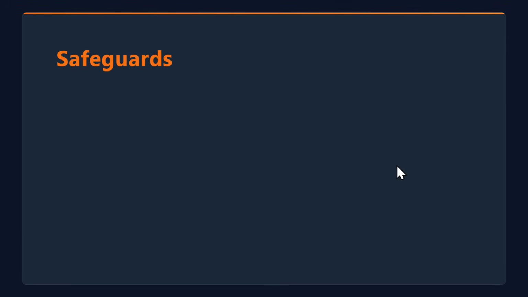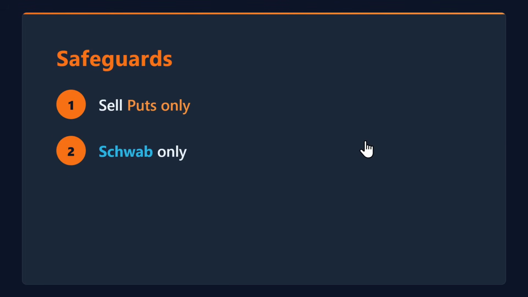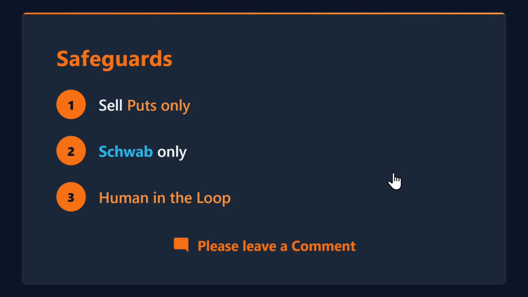Some safeguards will be in place since this is the first step for the scanner at placing trades. First, it will only sell puts. It will initially only work through Schwab. Nothing will happen without you clicking a button, human in the loop for all trades. So keep an eye out for that episode. It should happen within a week or two after this episode is released. And please leave a comment if you have any ideas on how this should work.